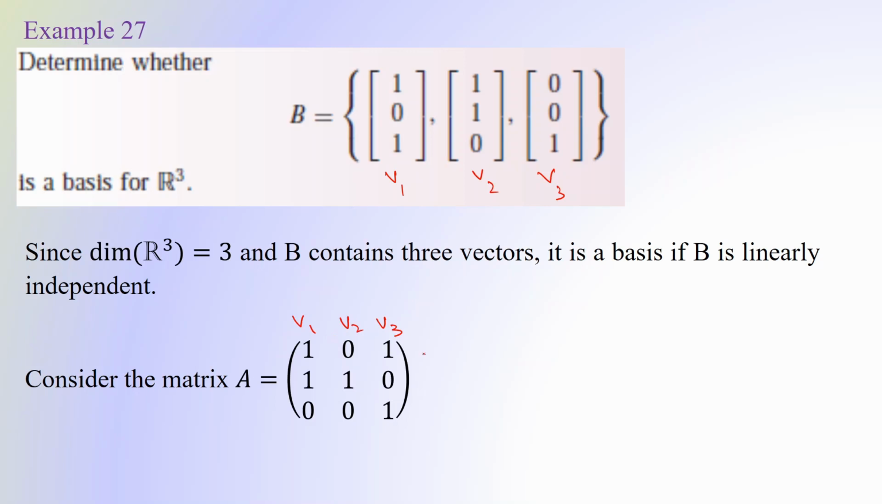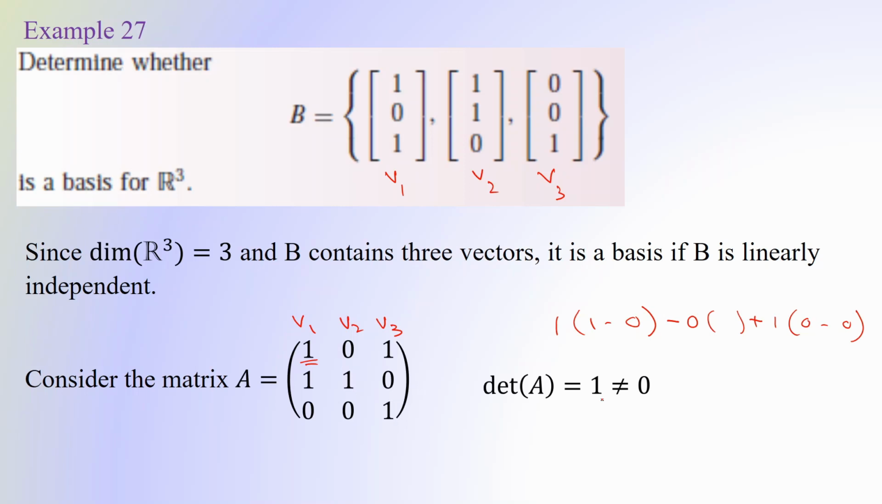Now you can calculate the determinant of A very simply. So you get 1 times 1 minus 0, plus minus 0 times something. We don't need this. So 1 times 0 minus 0. So it is equal to 1.